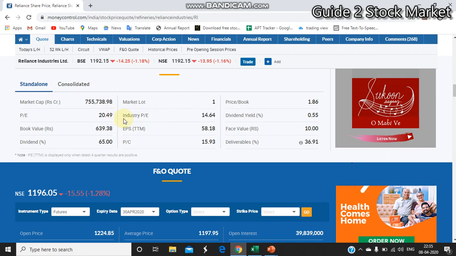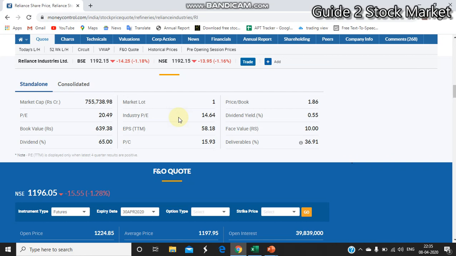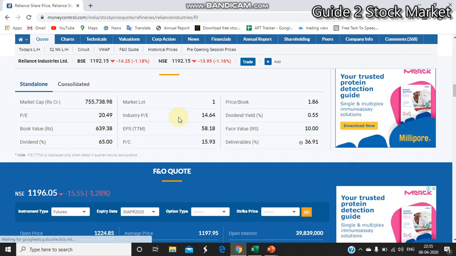There is one more thing called industry PE. What does this mean? That is 14.64. There may be many companies listed in BSE or NSE. It's basically a cumulative PE of all the companies in this particular sector. We can call it a sector PE. The petroleum sector is one sector, or IT companies will have an IT sector. So for various industries, this PE value varies.